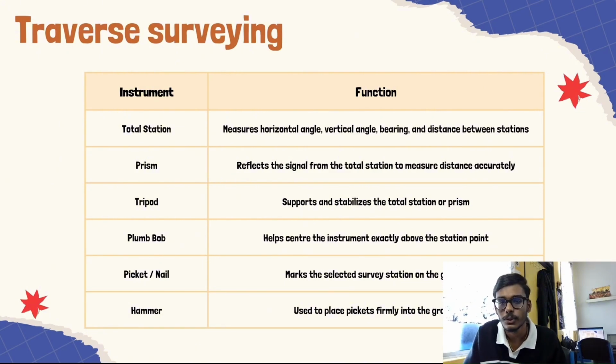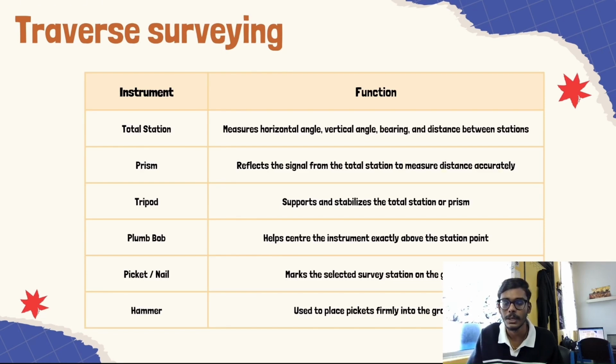Here are the instruments that have been used for traverse surveying. First of all, we have the total station, which measures horizontal angle, vertical angle, bearing, and also distance between stations. Next up is the prism. It reflects the signal from the total station to measure distance accurately. And then we have the tripod, which supports and stabilizes the total station or prism. Next, we have the plumb bob, which helps center the instrument exactly above the station point.